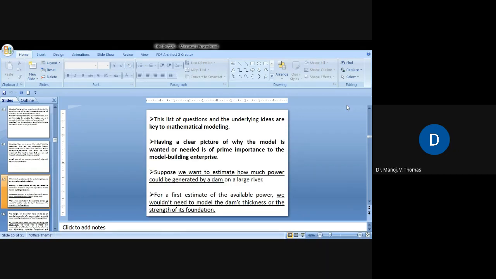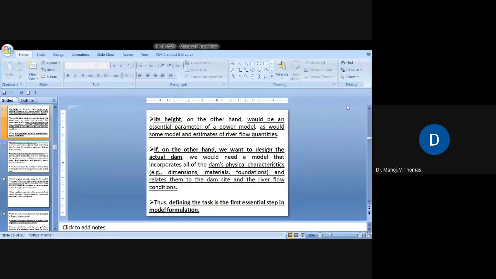Suppose you want to estimate how much power could be generated by a dam. Consider the scenario. For the first estimate, we didn't need to model the dam's thickness or the strength of its foundation. So what are we interested in? That is the purpose of the model. Here the purpose of the model is to know the maximum power that could be generated by a dam.